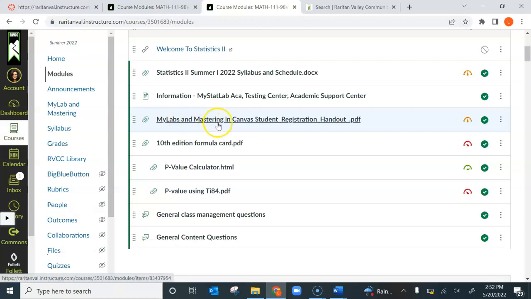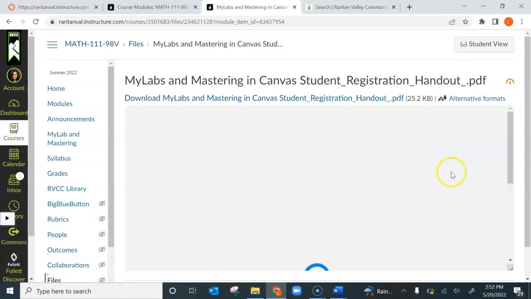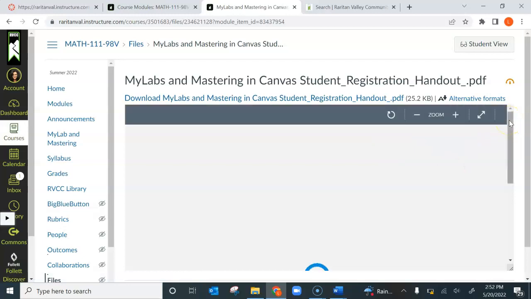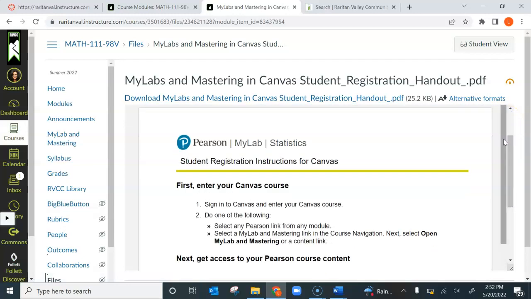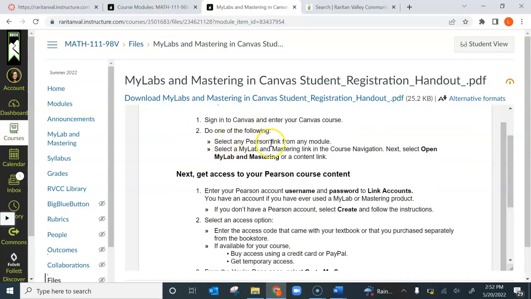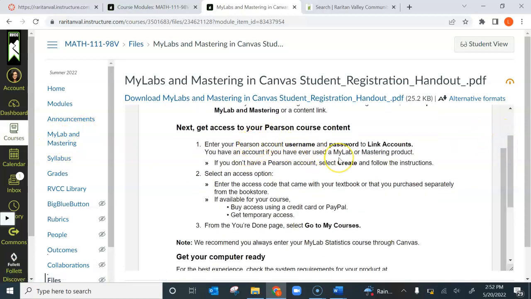To register for MyLabs and Mastering, you can take a look at this document. It will give you all the information and the steps on how to register. You've already signed into Canvas because you're here watching the video. You can select any link or just come over here and click this MyLab and Mastering button. You can go through, and again, if you don't have a Pearson username and password, if you have never used MyMathLab in a prior course, you will need to set one up.